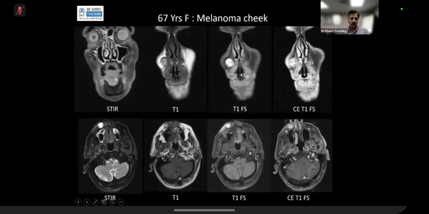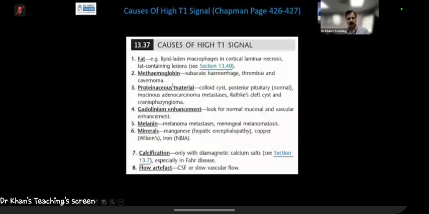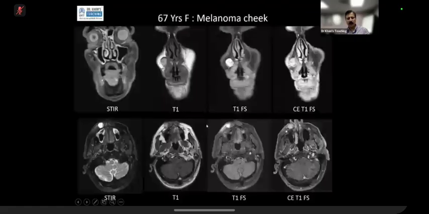Now here I am showing you a melanoma, which is high signal. Now, if you see here, fat, proteinaceous material, gadolinium, melanin. So melanin can be a melanoma metastasis. Now, please remember that only 60% of melanomas have got high signal. There is a concept of amelanotic melanomas, which might not be high signal.